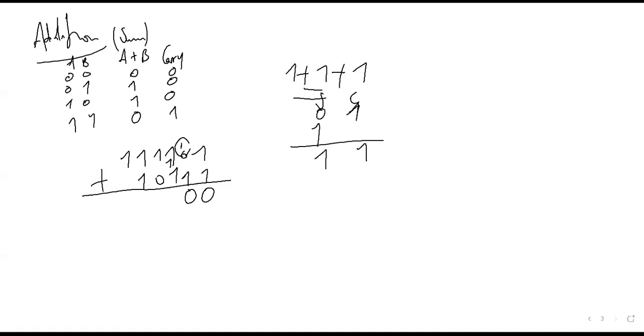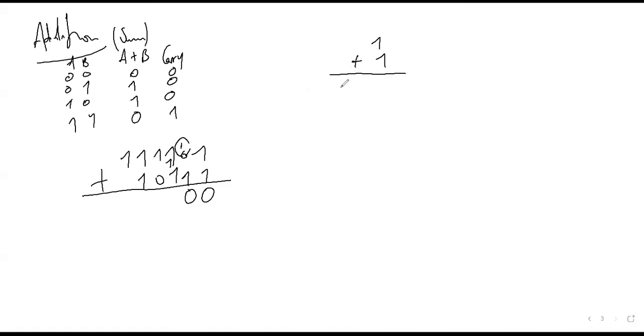Let me give a clear explanation of what we just did there. I said we are adding 1 plus 1 plus another 1. If we add 1 plus 1, the first two, these ones, we get 0, carry 1, like this.